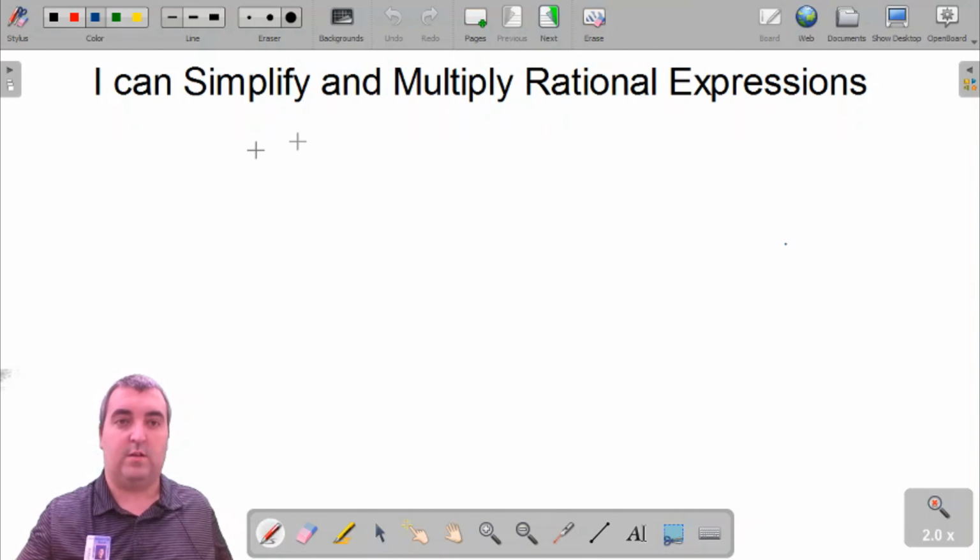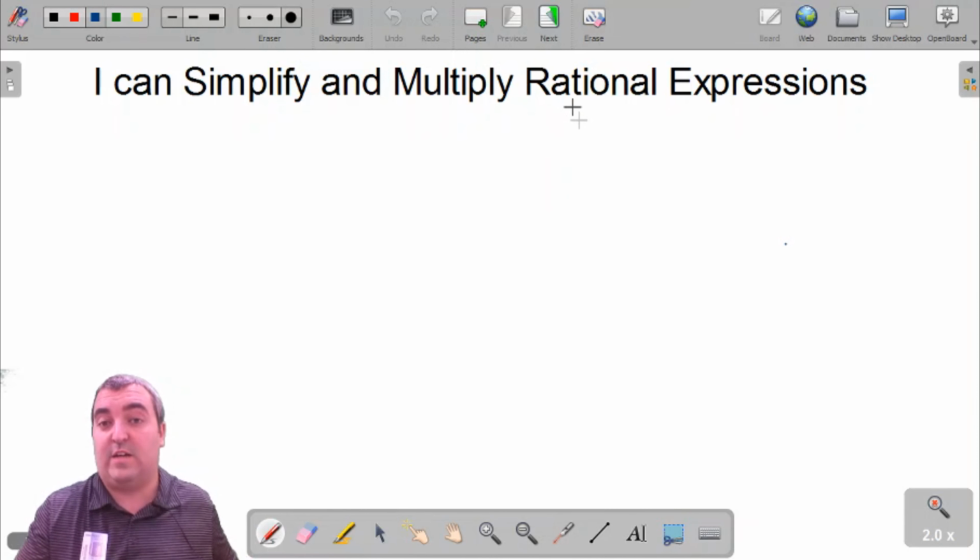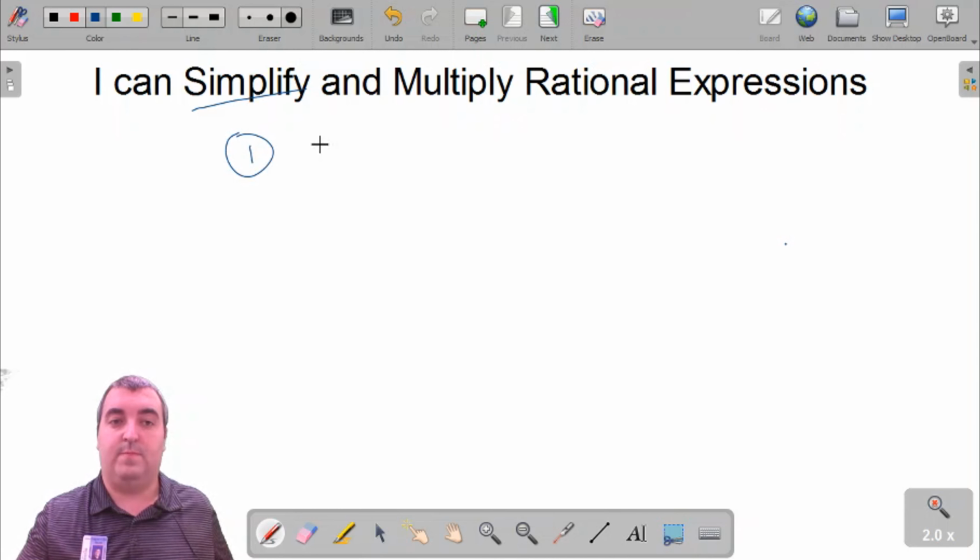Today we are talking about simplifying and multiplying rational expressions. So first let's talk about what a rational expression is. When you see the word rational, you should think fraction or ratio. So when it comes to simplifying, we'll start with simplifying. First step is to factor. So you will factor both the numerator and denominator.